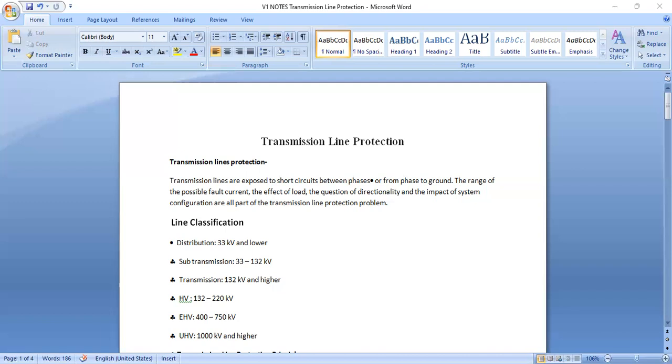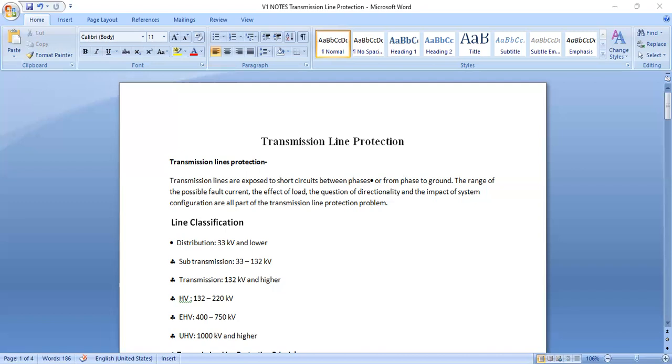Now the first question is, what is the transmission line protection? So this protection scheme is very simple. Here the total line is divided into different sections, and each section is provided with a definite time relay. So the relay nearest to the end of the line has a minimum time setting, while the time settings of other relays are successively increased toward the source.